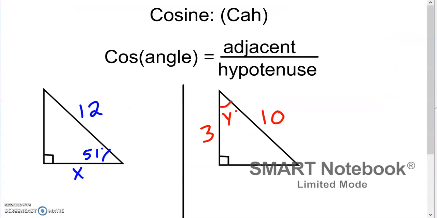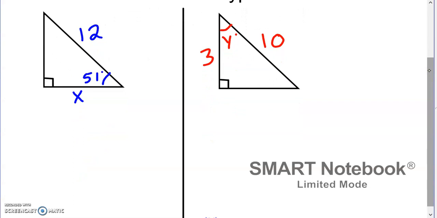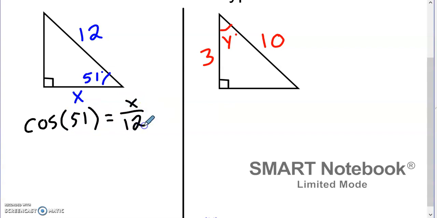So here's the cosine. We also hear the CAH. So it's the cosine of the angle is equal to the adjacent side over the hypotenuse. So let's go through two examples here. On the left-hand side, we're given the angle. We're trying to find a side length. So we're going to write cosine of the angle, which is 51, is equal to the adjacent, which is x, over the hypotenuse of 12.